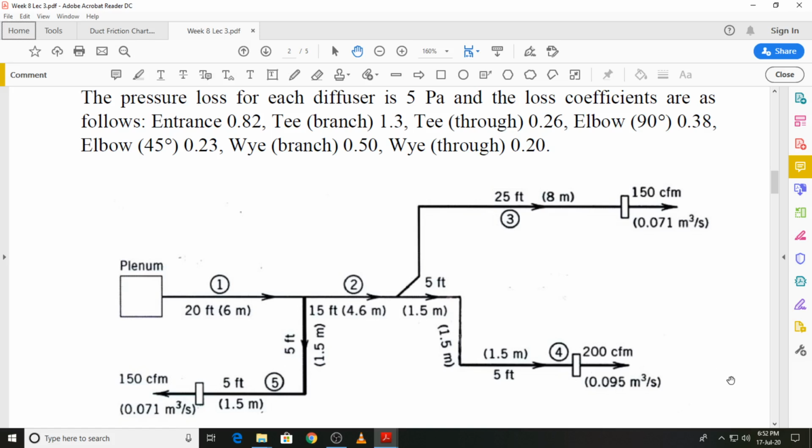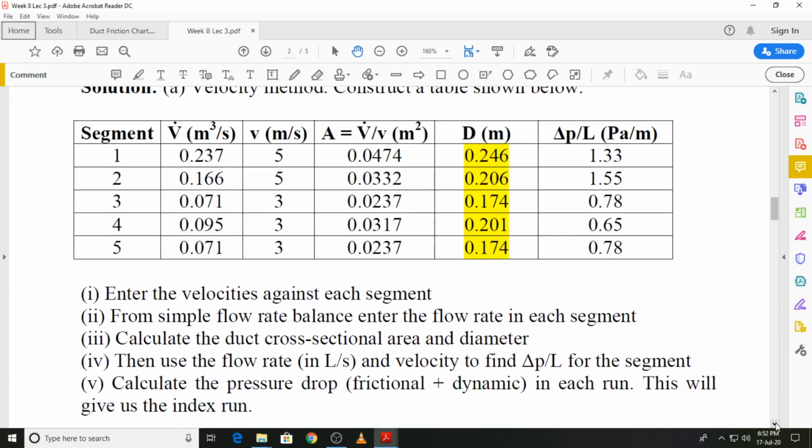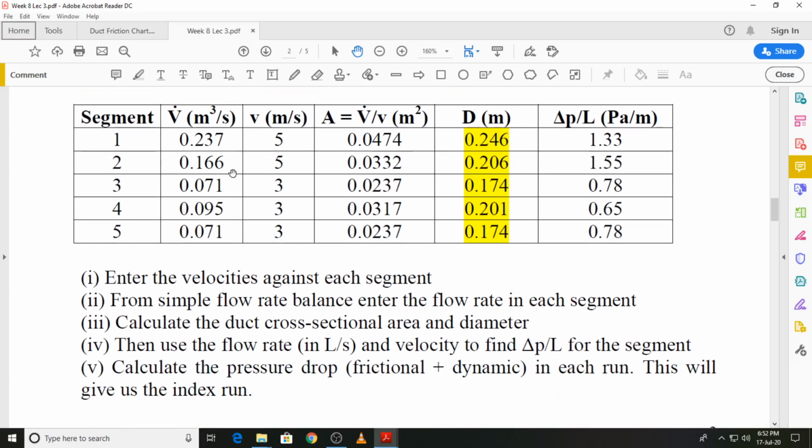draw a table in which we have these results, and that is shown over here, and all the steps are also mentioned over here. So the first thing that we can do, we have the segments, which could be numbers or could be letters. Then against each segment, because we have been given the velocities, we have entered the velocities. So we will fill up the second column first, or we can also fill up the first column. Because we are given the flow rates, we can simply add those flow rates and get the flow rate at various parts in the duct layout. And as I said, once we have got the velocities and volume flow rates, it's quite easy to find out the cross-sectional area of the duct, which is listed over here.